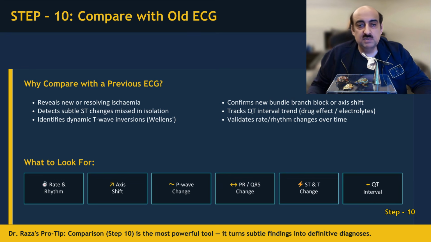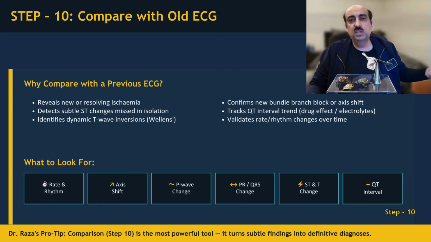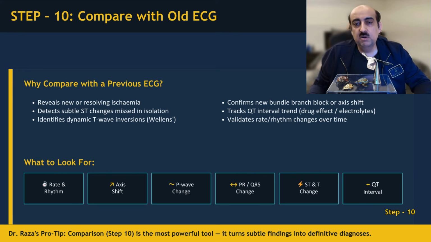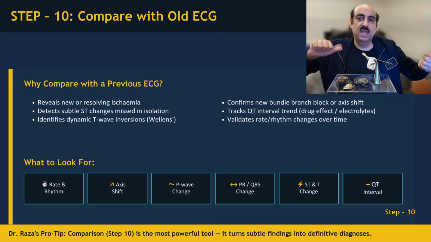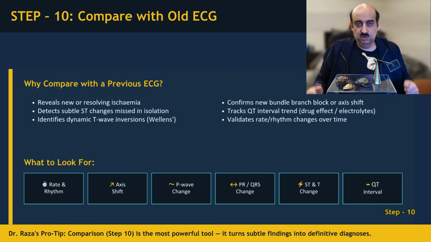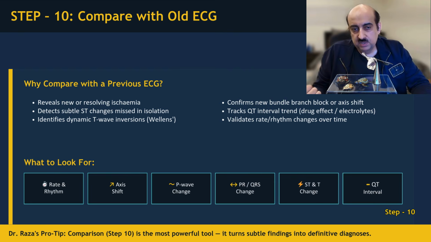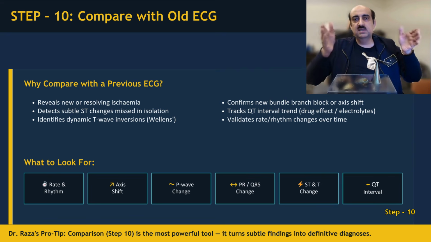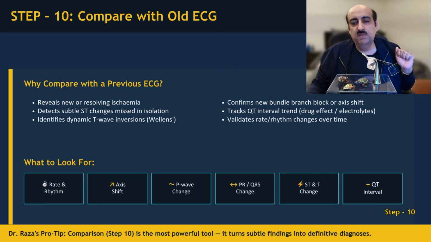Comparison of the QT intervals, we just discussed a couple of slides ago about the QT interval. So what was the sequential QT interval before and after the initiation of antipsychotic medications, etc. So that's one of the best uses of the old ECGs, to compare the serial QT intervals. And also you can look at the rate and rhythm changes and axis changes over a period of time. So basically, in summary, you're looking at the old ECGs for rate and rhythm, the axis shift, the P wave change, the PR interval, QRS interval, ST and T wave, and QT. So basically all the steps that we had said, you just need to sequentially compare and you will get a hell of a lot of really, really useful information for the patient's care.